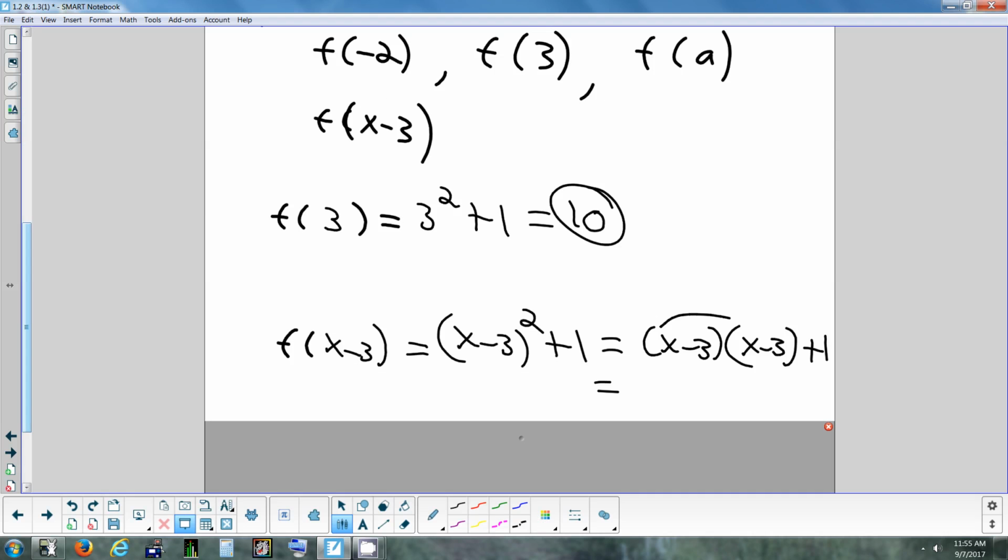Okay, so when you FOIL that out, you'd get x squared minus 6x plus 10. I combined it with the 1 at the end. x squared minus 6x plus 10. It's plus 9 plus 1, which is how I got plus 10. Okay, so that's evaluating. And then the last thing I already mentioned to you a little bit was the vertical line test.